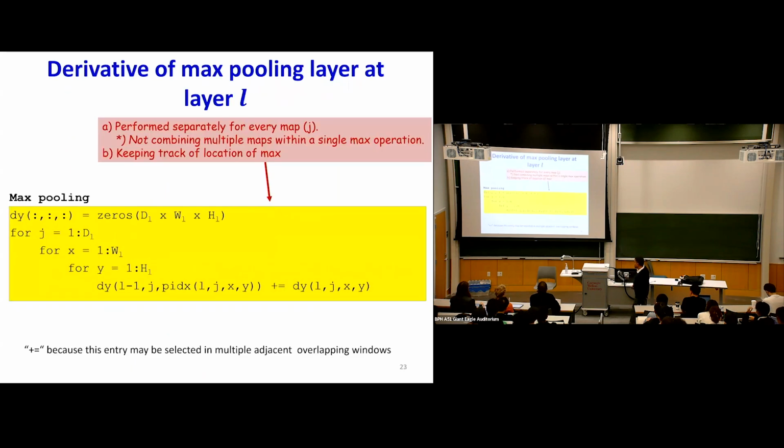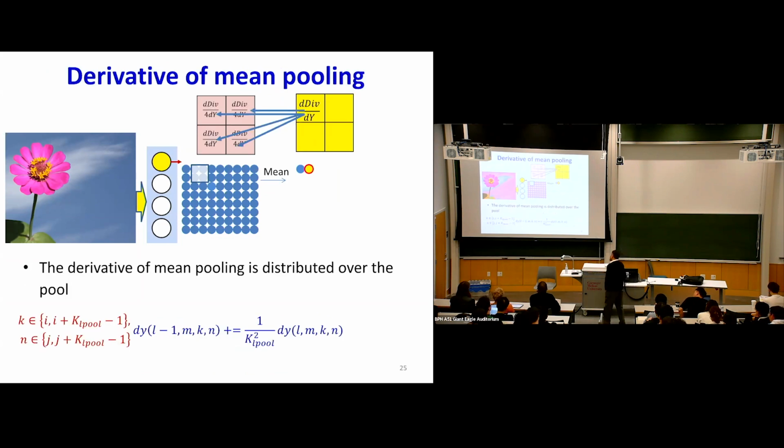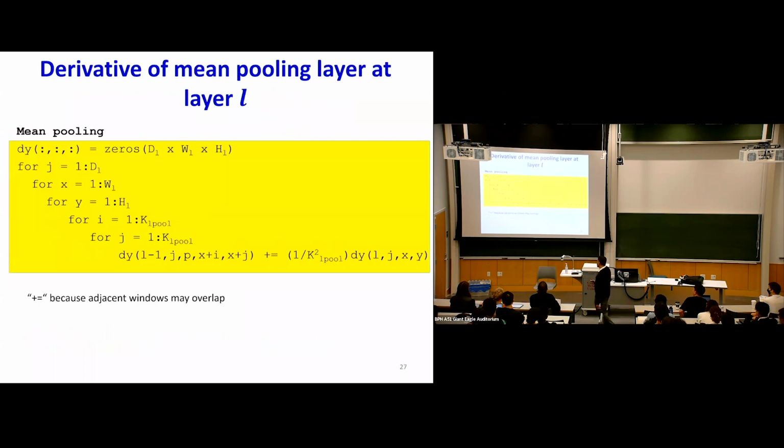So we saw this pseudocode for it as well, right? Now, for mean, again, we saw that within any window, you were computing the mean of all of the elements in the window going forward. When you go backwards, the derivative that was computed for the output is distributed uniformly over all of the elements that were averaged to compute that element. And so this too we have pseudocode for.